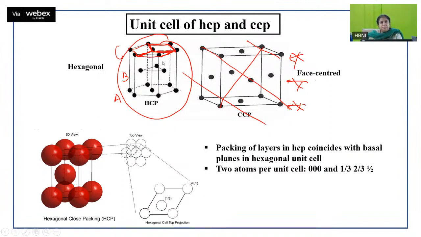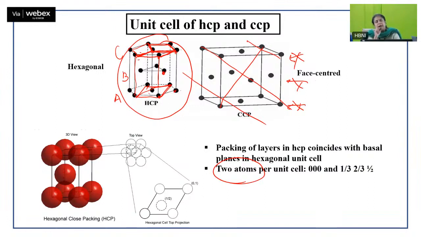So that means in this particular unit cell, how many atoms do I have? 1, 2, 3, 4, and then 5, 6, 7, and 8. These, and there is one that is lying in the center. So there are two lattice points in the hexagonal unit cell. Okay, that is the first takeaway from this particular lecture.